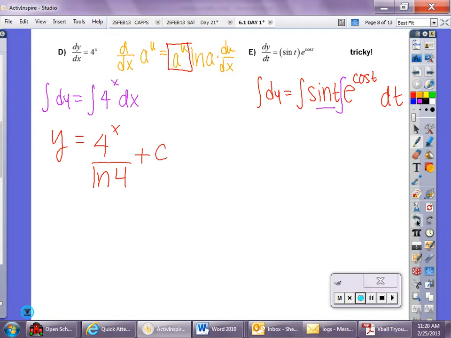So this guy looks like it would be a product rule, okay? Looks like it would be a chain rule. But I'm telling you that you can take the antiderivative of this guy. So you're just going to use a little bit of logic. The e is always interesting because what's the derivative of e to the u? E to the u. So that has to stay. Does that make sense? So I do know that e to the cosine of t better be part of my answer.